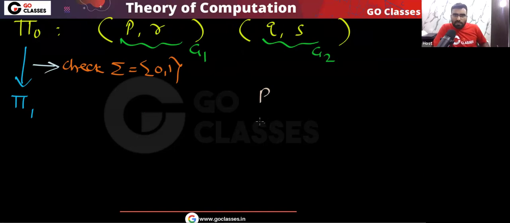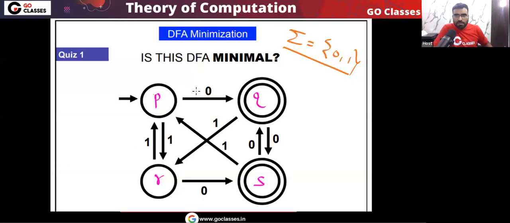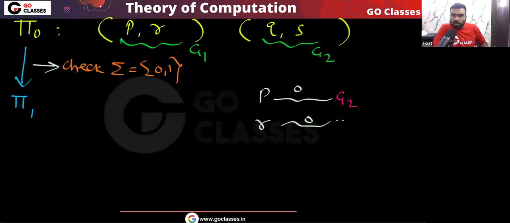So tell me, PR on 0, where are they going? P on 0 is going to group number 2. R on 0 is going to group number 2. Both are going to group number 2. So far it is fine, right? Yes or no? That is fine. What about PR on 1?